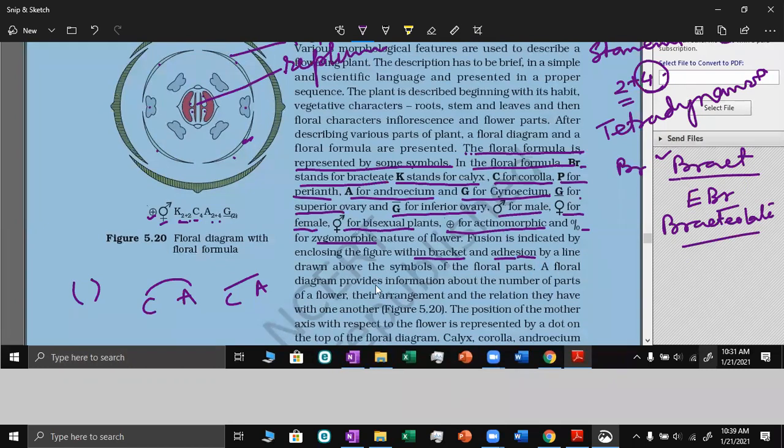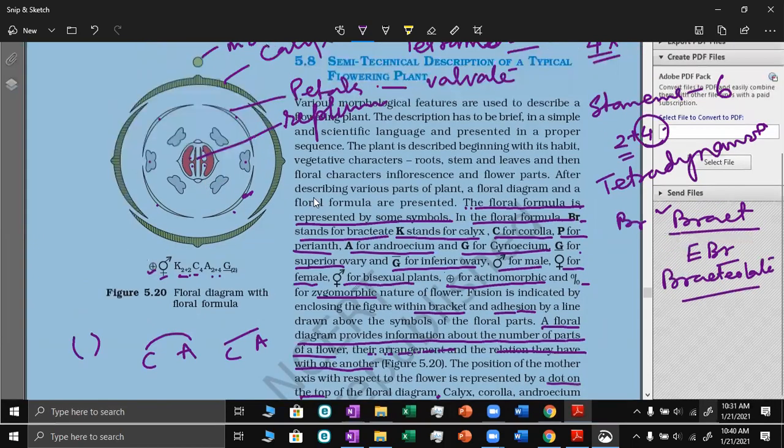A floral diagram provides information about the number of parts of the flower, their arrangement and the relation they have with one another. The position of the mother axis with respect to the flower is represented by a dot on the top of the floral diagram. Okay, so this is the mother axis.